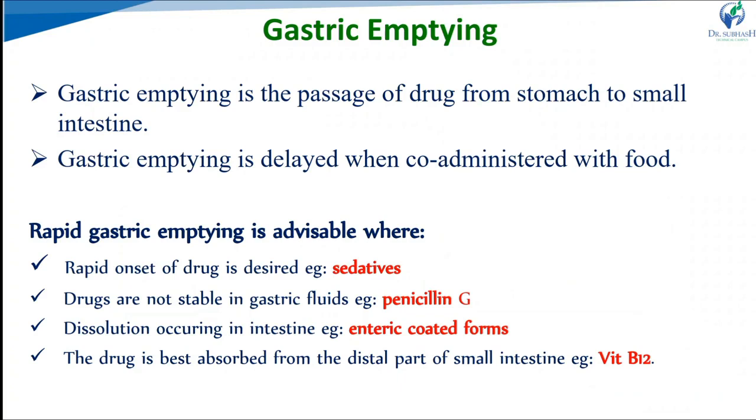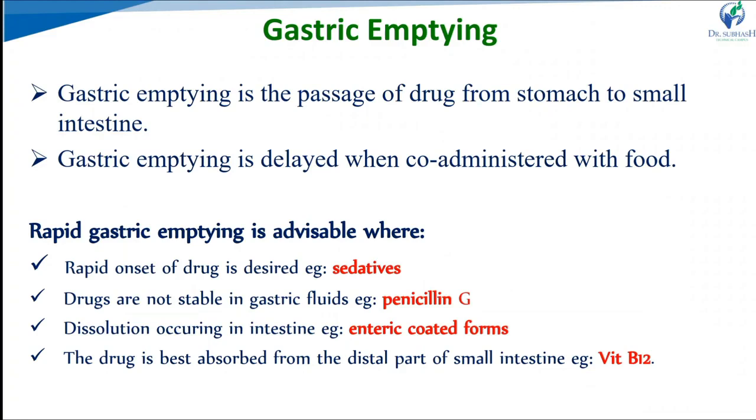So in which conditions do we require rapid gastric emptying? Suppose a rapid onset of action is desired; at that time we require rapid gastric emptying. Then all the food or drug present in the stomach rapidly goes to the small intestine for absorption, so we get a faster onset of action.